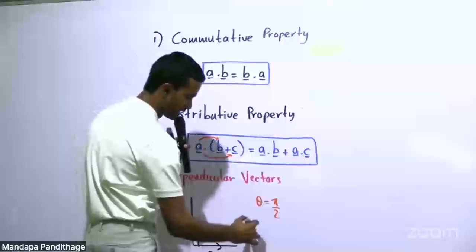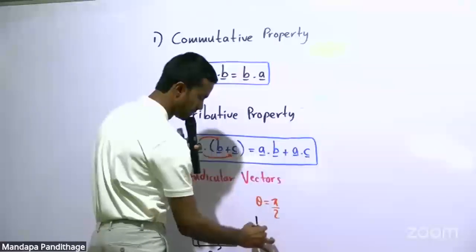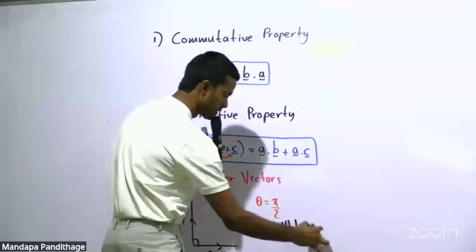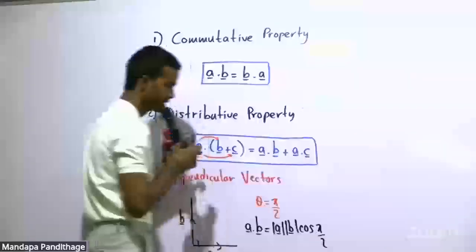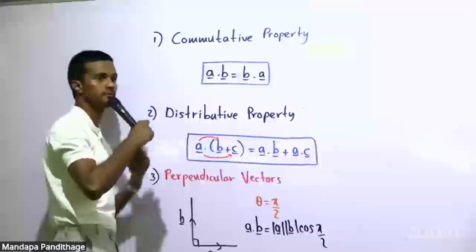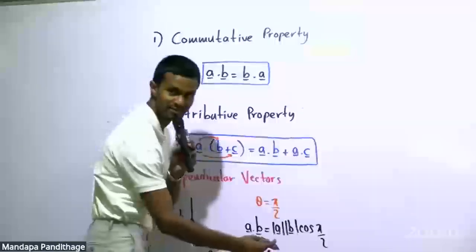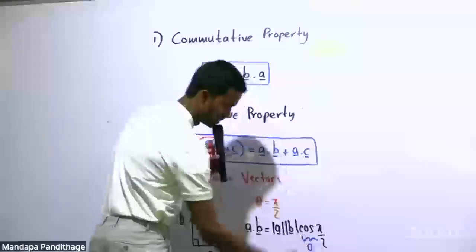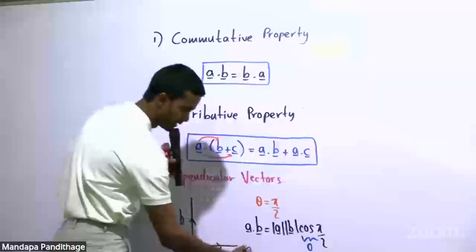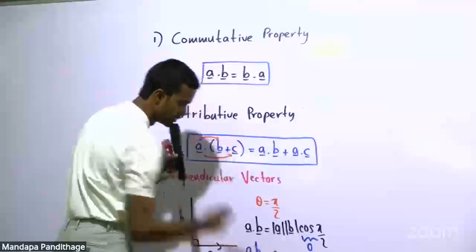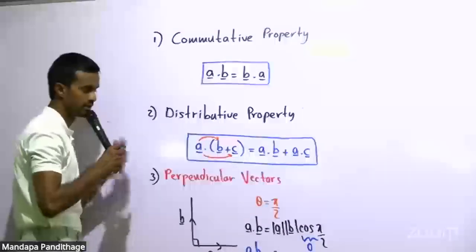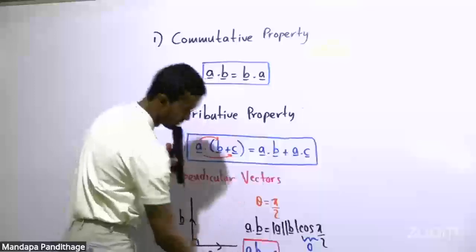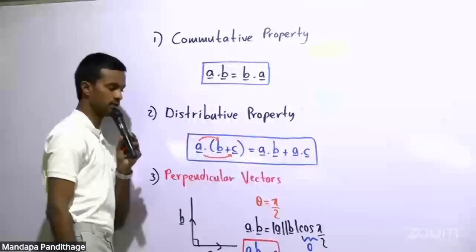So now when you write A dot B, it's equal to modulus A, modulus B, and cos 90. What can you say about cos 90? It's 0. Good. So when it is 0, we get A dot B is equal to 0, which means the dot product between two perpendicular vectors is 0.